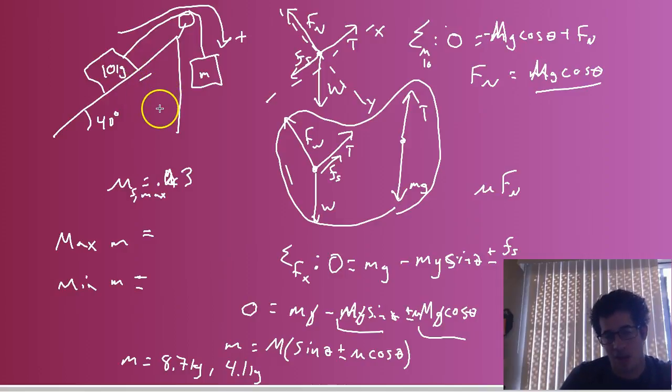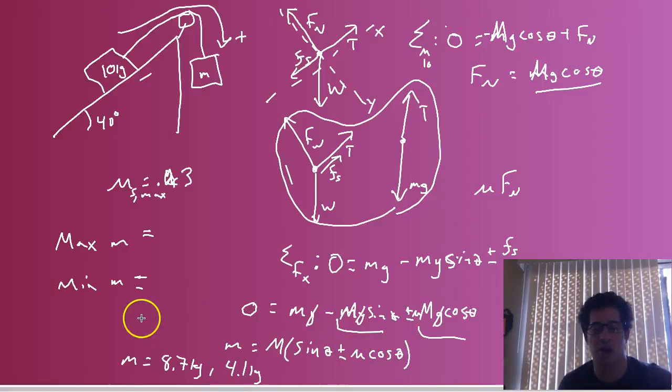Okay? And if there was no friction and you want to know how much mass to put here to keep it in place, then you could just eliminate this term that came from the friction, and the amount of mass to keep it in place without friction would be about 6.4 kilograms. Okay, kind of split the difference there.